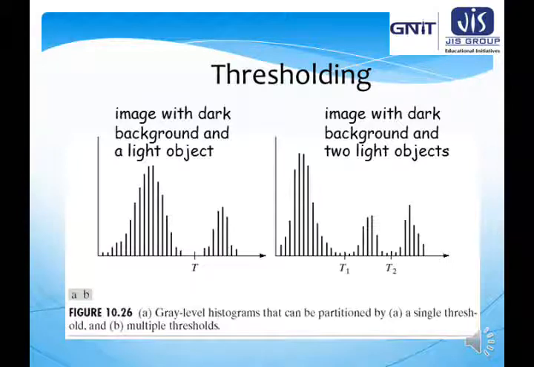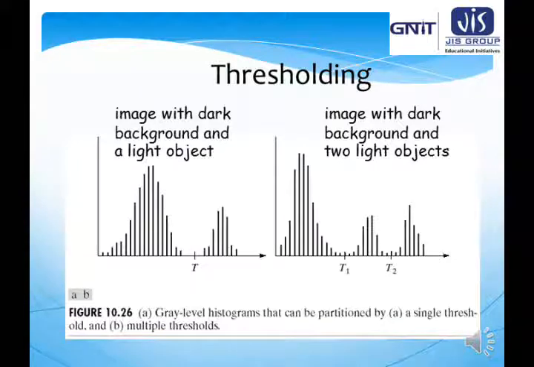The first image is an image with a dark background and a light object, and the right side example is an image with a dark background and two light objects. The first image is a gray level histogram that can be partitioned by a single threshold, and the second one needs multiple thresholds. So it's very clear. The first has a dark background and a single light object, and the second has two light objects, denoted by T1 and T2.